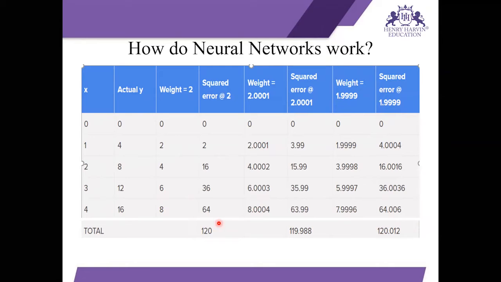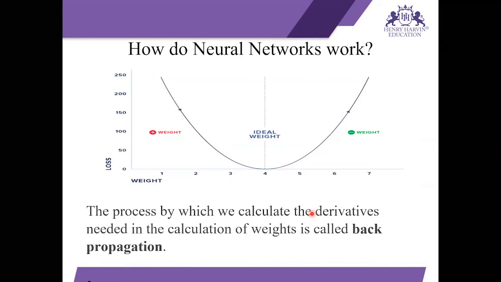When the weight was 2, the squared error is 120. When the weight is increased, the error is decreased. When the weight is reduced, the error is increasing. So what is the right idea now? The weight has to be increased to reduce the loss.